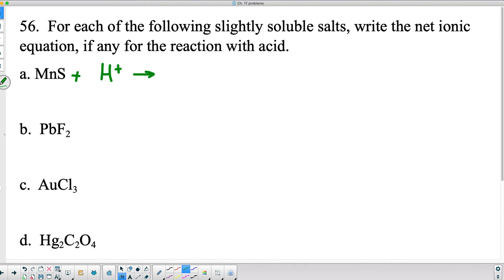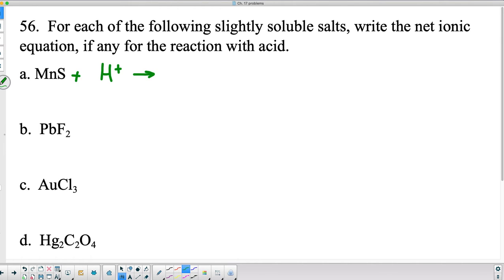And on the other side here, if I get some kind of weak acid or weak base, then the reaction happens. If I get a strong acid or a strong base, then it doesn't happen. We'll do the first three. I'll show you what I mean by that. Okay, we'll do the first three.